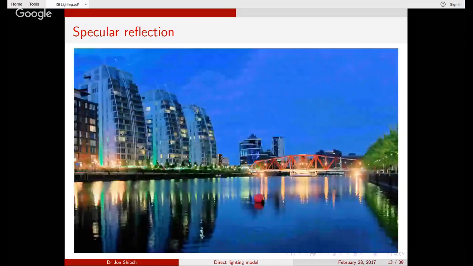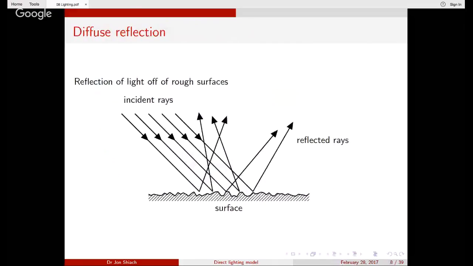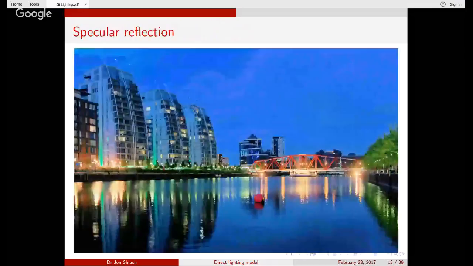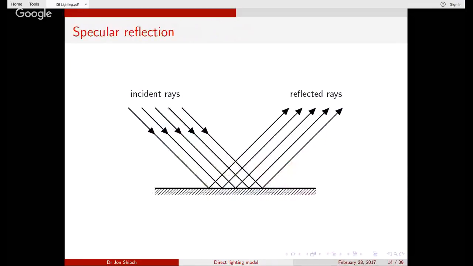Whereas if I go back to the diffuse model, way back here, you can see that bouncing off a rough surface scatters the reflected vectors all over the place. Go forward now. Specular reflection is light bouncing off a smooth, shiny surface, all in the same or similar direction.